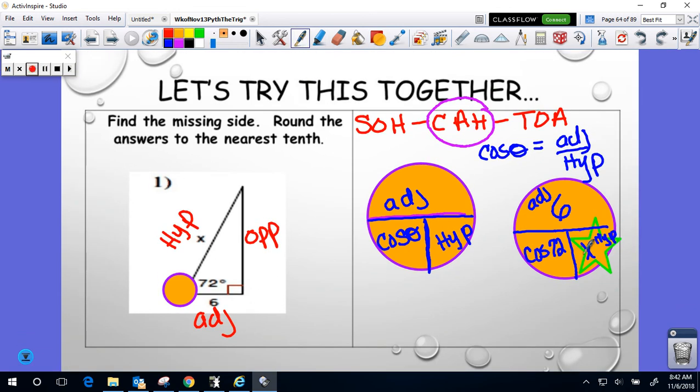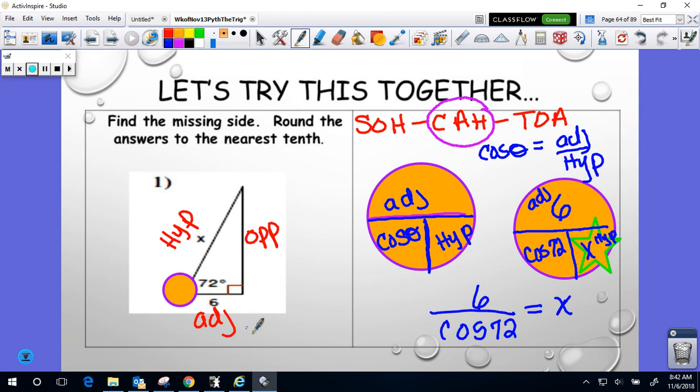So put your finger on here. You're gonna cover up the side that you're trying to find. And if you notice, what we have left is 6 over the cosine of 72. And that should equal X, which is the hypotenuse, what we're looking for.